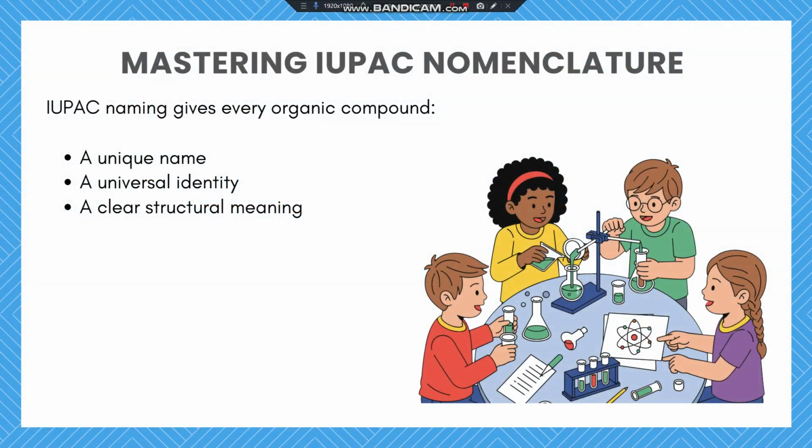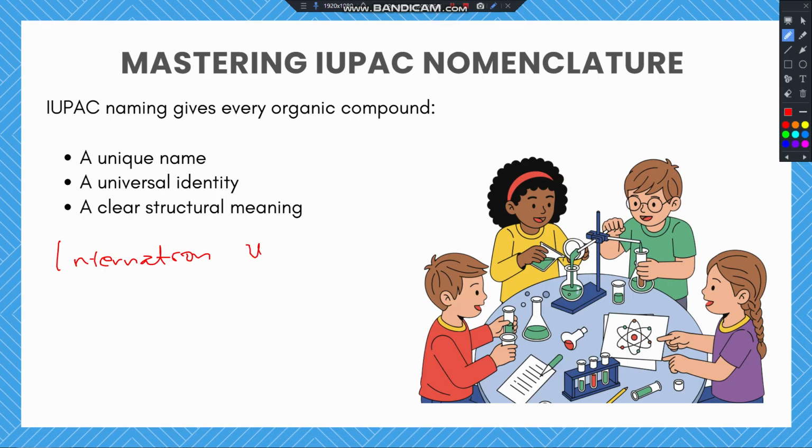So naming organic compounds follows a set of rules, and those rules were given by an organization known as IUPAC. IUPAC simply stands for the International Union of Pure and Applied Chemistry. So that's who they are.